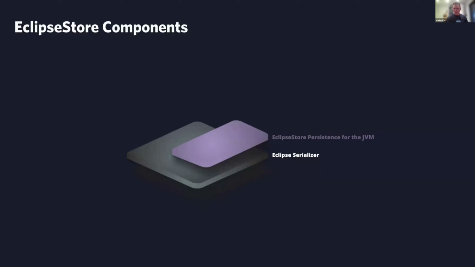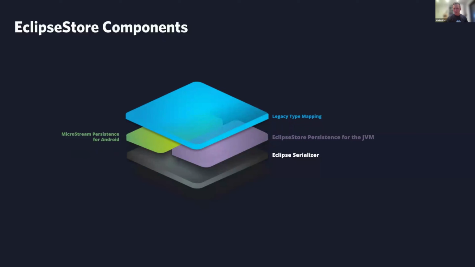As I mentioned, for storing the objects, we provide a persistence layer for the JVM. It's a persistence layer for Android, and then we have added further concepts for legacy type mapping. This is for class changes. So if your classes change, this is not an issue with EclipseStore. It's handled by the framework at runtime. It's called legacy type mapping.